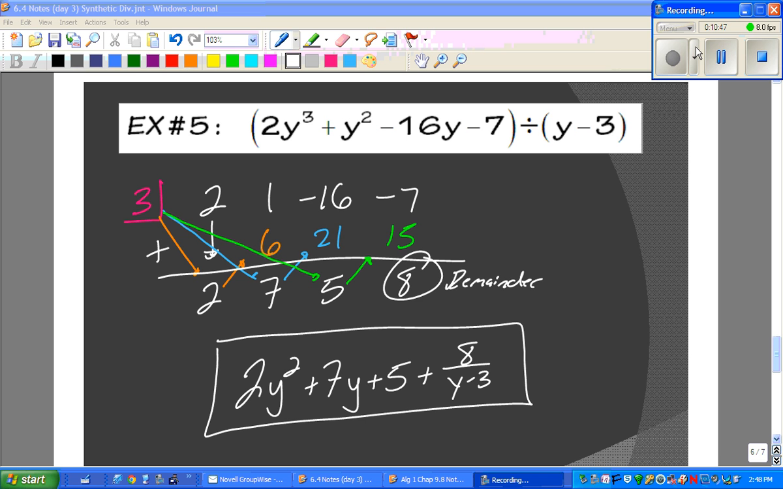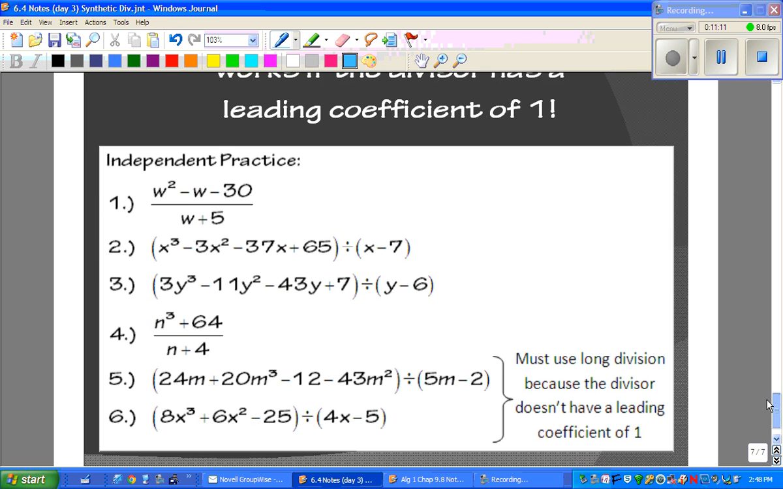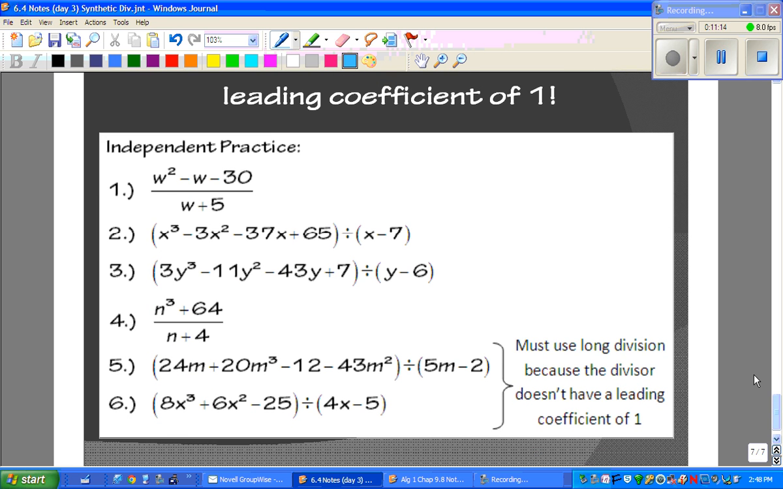Okay guys, here's the answer to number 5. If you have any questions, please come in for help. If you're having trouble with this, you can still do the long division that we taught you in class. You can watch the previous videos if you need more examples, because you're going to get the same answer. This is just a shortcut. And remember, it only works if your leading coefficient is 1. Here are the problems for homework, so you might want to pause the video so you can get all of those in.